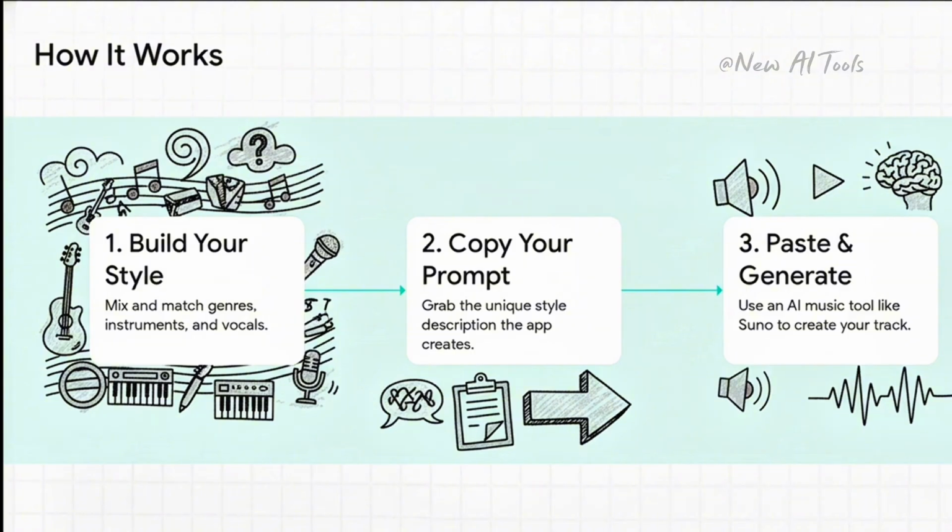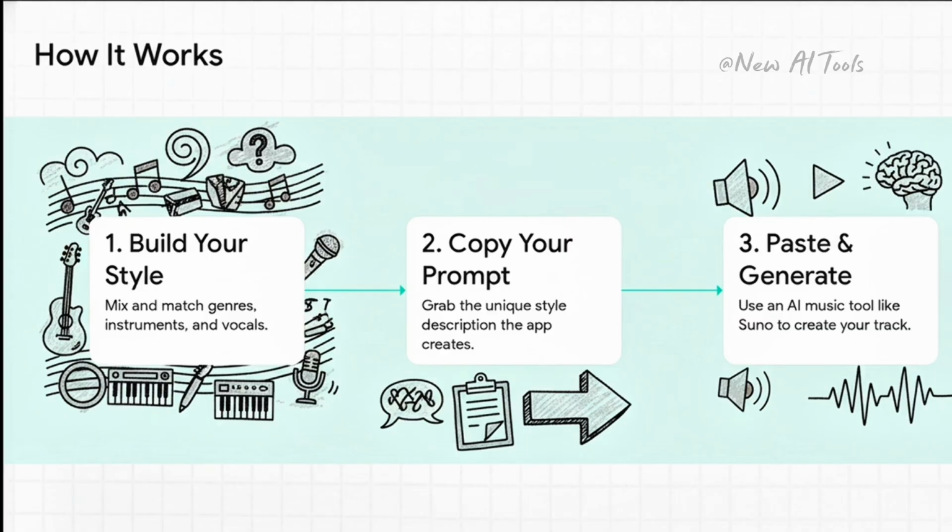Okay, let's break it down. First, inside SoundSpark Generator, you build your style. You're like a musical chef, picking your ingredients. Second, the app generates this super detailed text prompt based on what you chose, and you just copy it with one click. And third, you paste that prompt into a free and really powerful AI music tool like Suno.